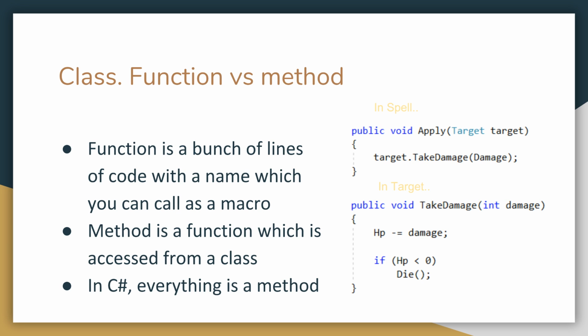So we have an example. We have a spell. Inside a spell class, we have an apply method, which takes a target and applies damage to the target. And you see the implementation of the take damage method. This is an example of abstraction because you now no longer need to know what to do when the target takes damage. You simply call the method take damage, which reduces the hit points by some damage amount, and if hit points is under 0, the target dies.